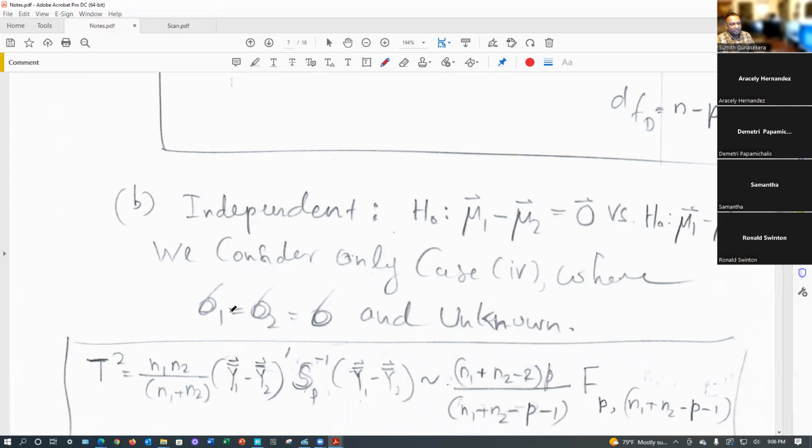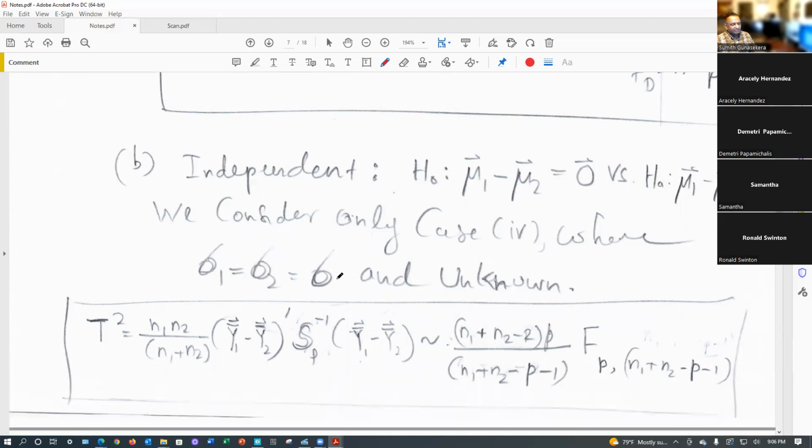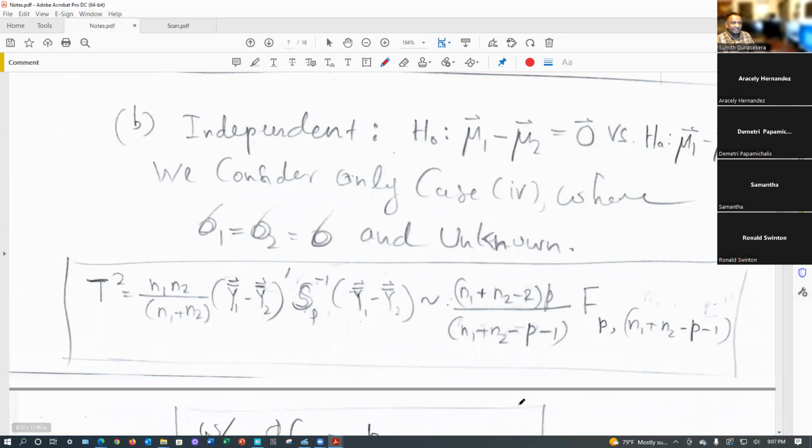And for the independent one, we mainly consider case 4, where the population standard deviations of group 1 and group 2 are matrices. They have, let's say, 4 variables here and 4 variables there, and they have the same variance-covariance matrix, but it is unknown. If that's the case, you're going to replace like this. It's the formula for the multivariate case. This is the part you have to take into account very seriously.